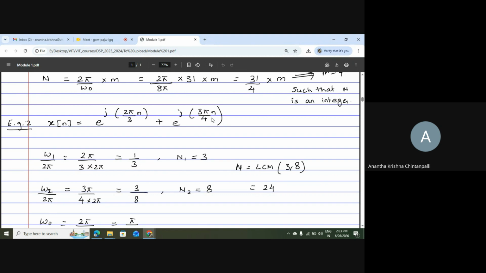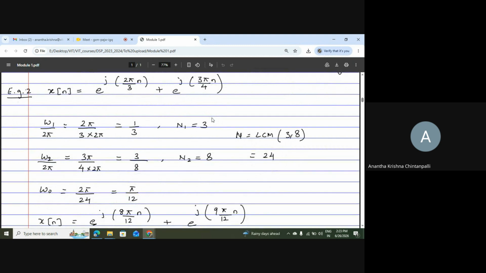So the LCM of 3 and 8, as we know, is going to be 24. So what is your fundamental frequency? Fundamental frequency is nothing but 2 pi by capital N. Capital N here is 24. So this is pi by 12.